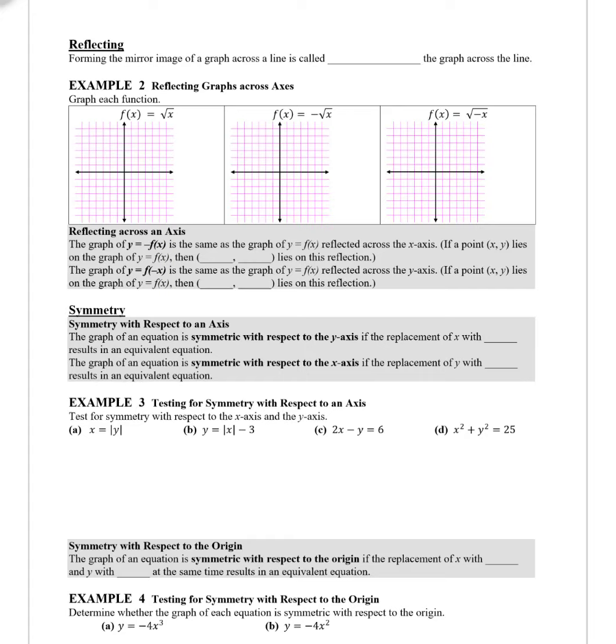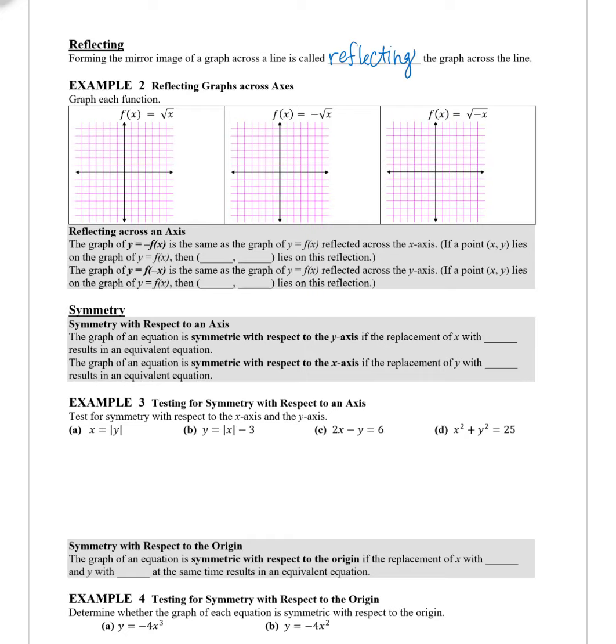This is Appendix D, page 2. Let's continue with graphing. The first sentence there says, forming the mirror image of a graph across a line is called reflecting the graph across the line.